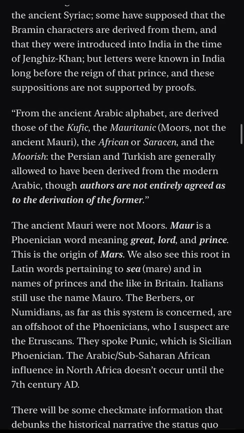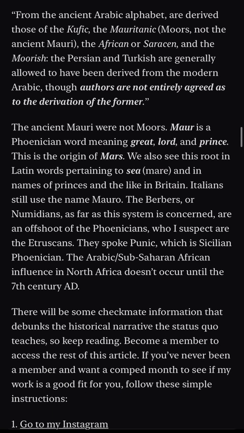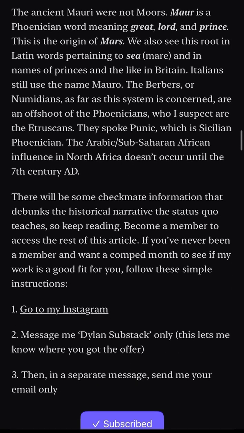From the ancient Arabic alphabet are derived those of the Kufic, the Mauritanic, Moors, not the ancient Maori, the African or Saracen, and the Moorish. The Persian and Turkish are generally allowed to have been derived from the modern Arabic, though authors are not entirely agreed as to the derivation of the former." The ancient Maori were not Moors.